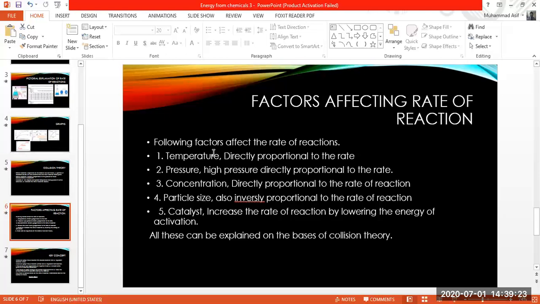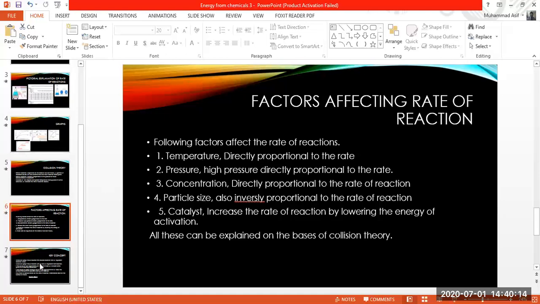Number five, catalyst. Catalysts are those substances which speed up the rate of reaction by lowering the energy of activation without being consumed in a chemical reaction. That's why the catalyst only lowers the energy of activation and then speedily converts reactants into products. Now, all these factors are easily explained on the basis of collision theory.